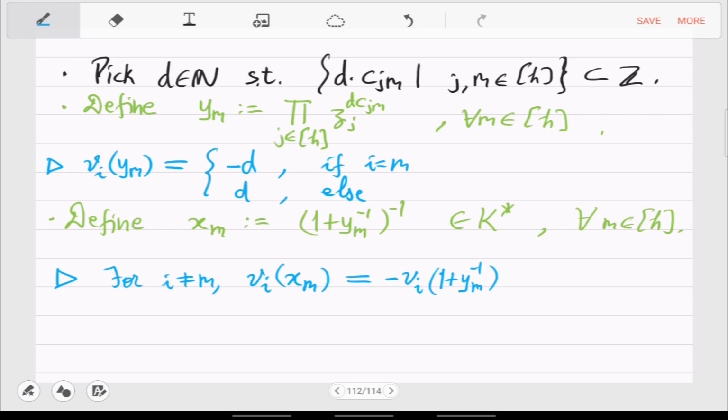This is minus d, right? So 0 comma minus d. So the answer will be minus d, which is d. Fine. So valuation Vi of xm is d, and the other thing I have to see is xm minus 1.